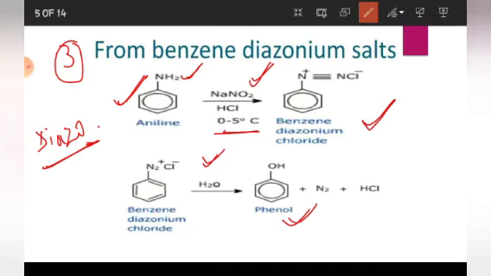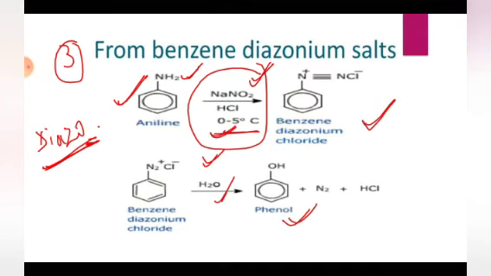So this is an important method in conversion also. If it is written aniline, then what will you do? First you will do the diazotization reaction. You need to remember the conditions, NaNO2 plus HCl and the temperature as well, very very important. Then we will get benzene diazonium chloride, and finally we will do hydrolysis to get phenol. So this was the third method.